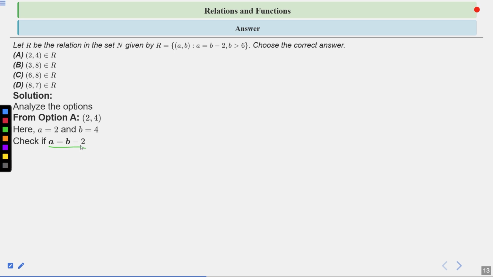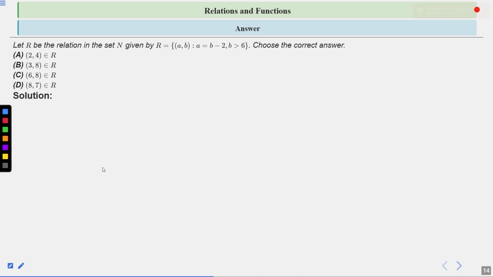So A is 2, B is 4. Now check for the condition A is equal to B minus 2, which is true. So this condition is true. Now for the second condition, B must be greater than 6. Here 4 is not greater than 6, so false. So both conditions are not satisfied, so this pair does not belong to the relation R. So 2 comma 4 doesn't belong to R.